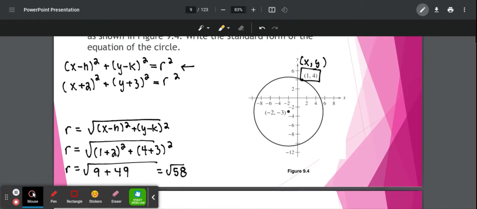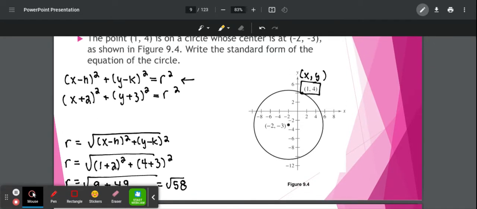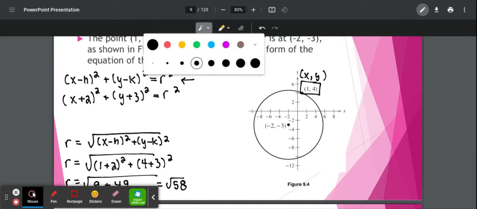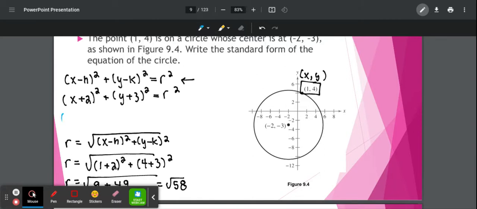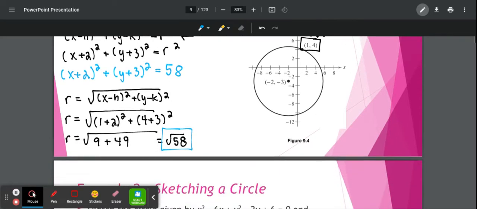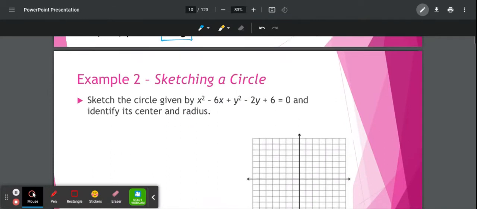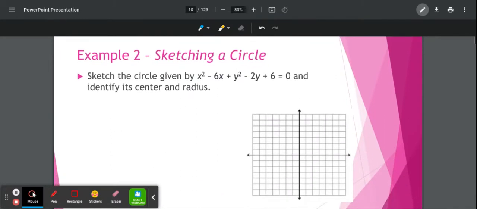And so if we're writing our general equation in standard form, we'll go in blue so we know this is the answer. We would say x plus 2 squared plus y plus 3 squared equals r squared. Well, the square root of 58 squared is just 58. And so in the next example, we're going to sketch the circle.